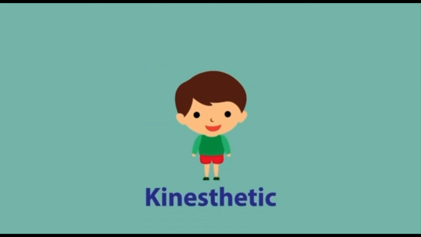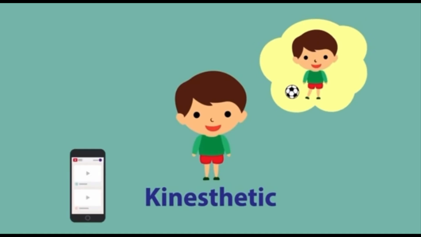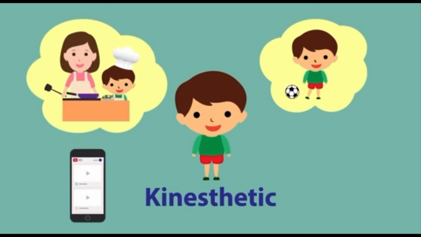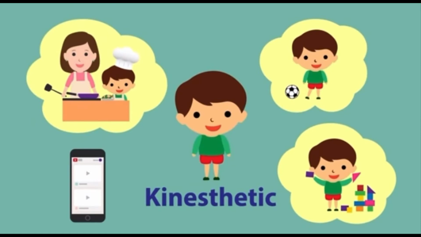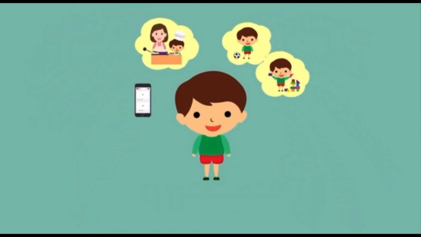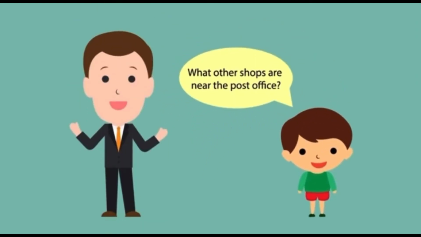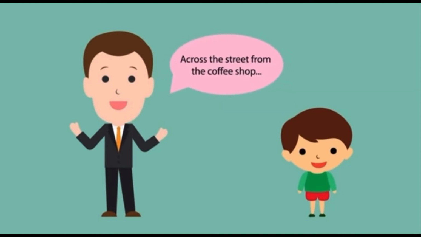These types of learners learn best through action. These can either be performed directly, observed, or through simulation, but what is essential is that it feels real, that there is a sense of reality or concrete nature to the example. In order to best learn how to get to the post office, our student might ask the teacher what other shops are near the post office. The teacher might reply, "It is across the street from the coffee shop."